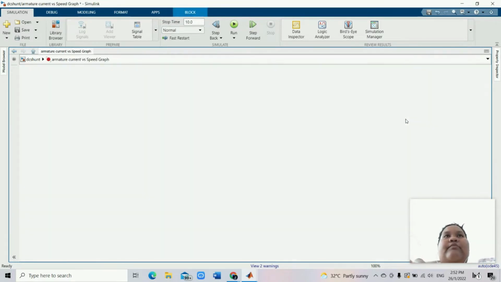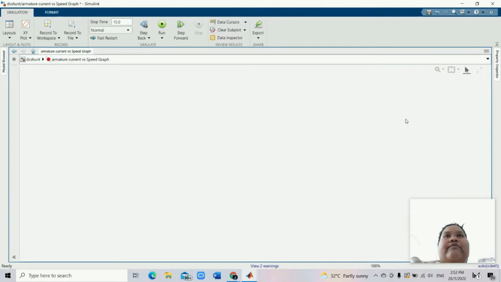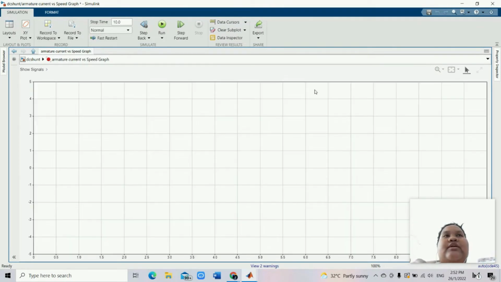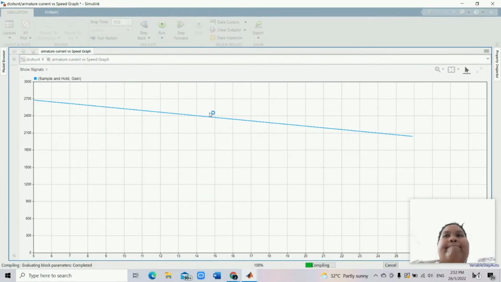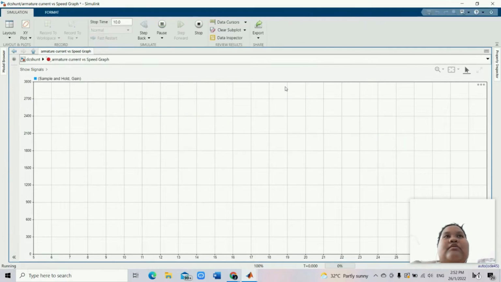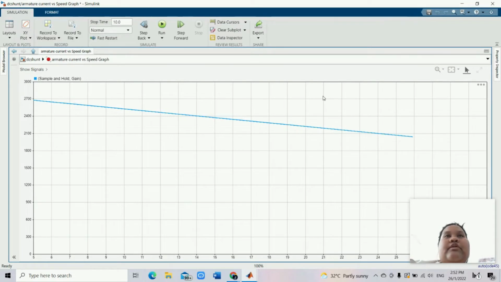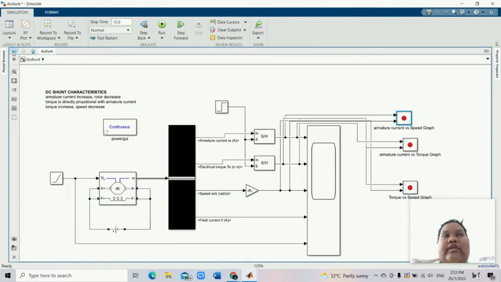First, I'm going to run the first graph, which is the armature current versus speed graph. As you can see here, when the armature current is increasing, the speed in radian per second is decreasing. Hence, this is the first characteristic of the DC shunt motor.